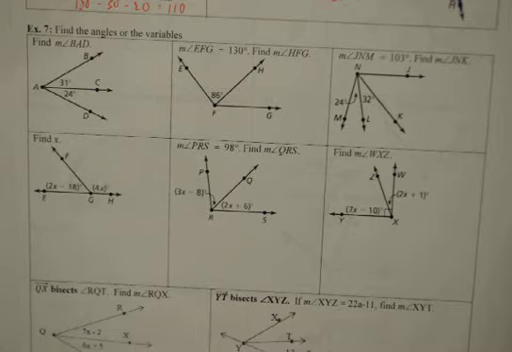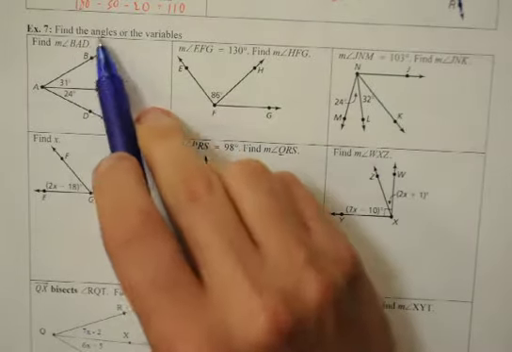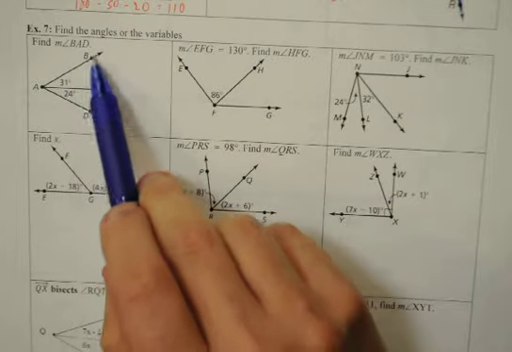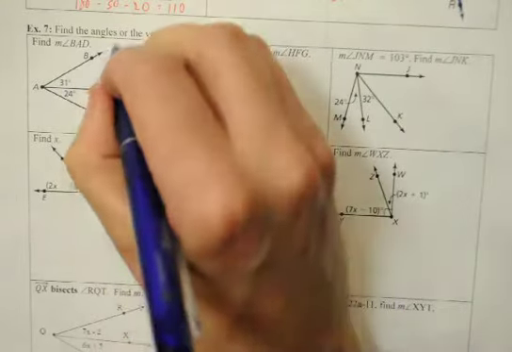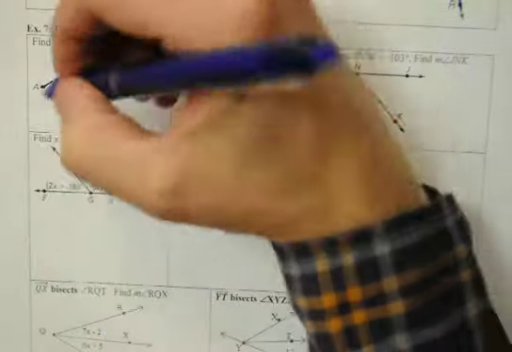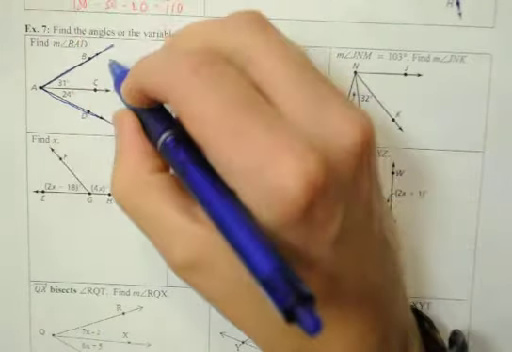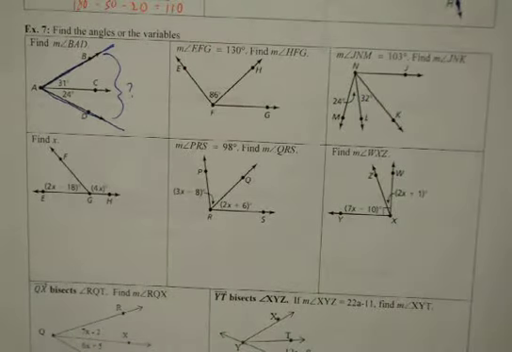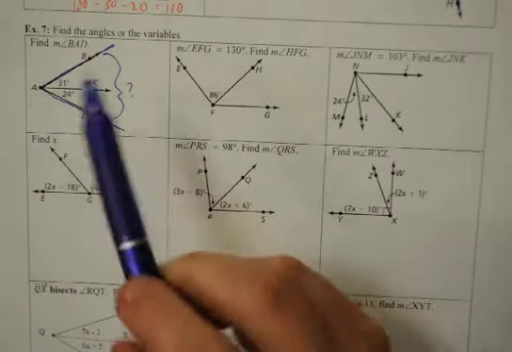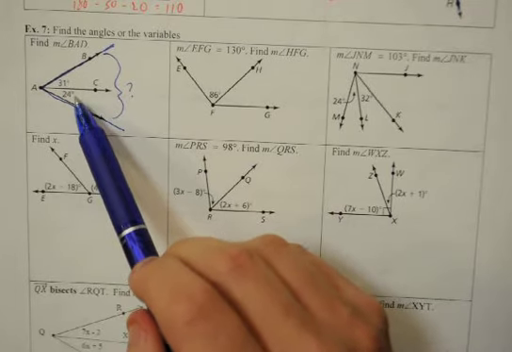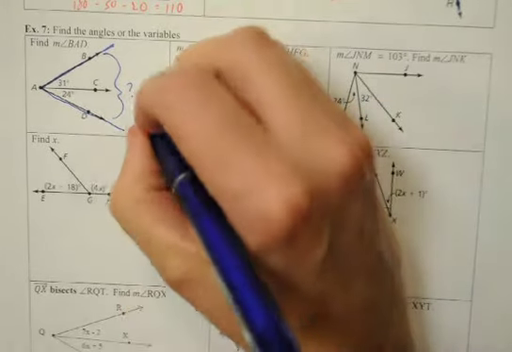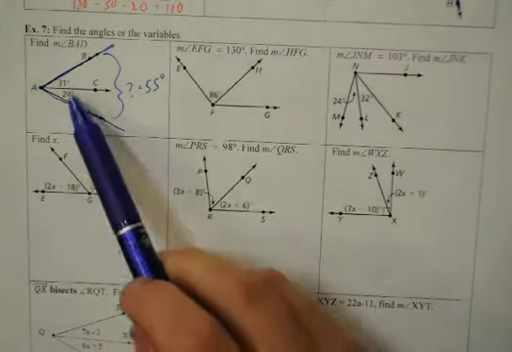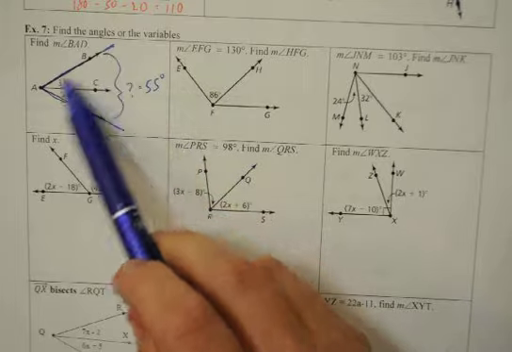Alright, a couple more examples. Find the angles for the variables. So we want angle BAD. And by the way, I hope you're pausing if I'm going too fast, rewinding if you need to. That's this. What angle is that? All you have to do is add 31 plus 24 to make 55. Okay, so the angle here, you just add these together to get this.